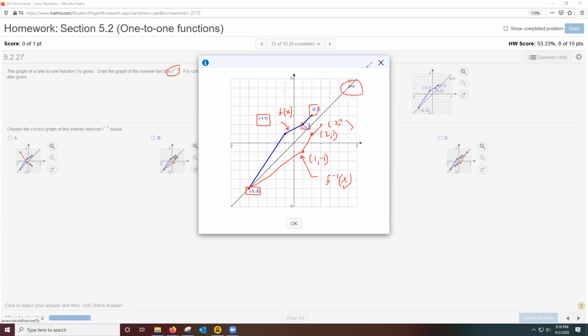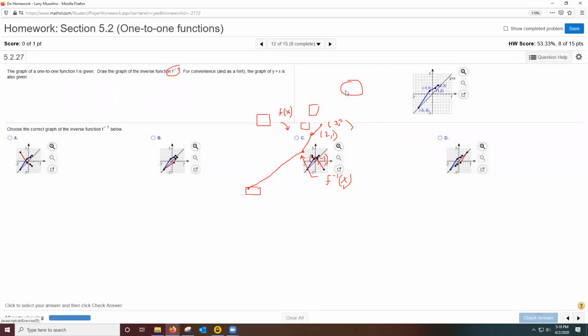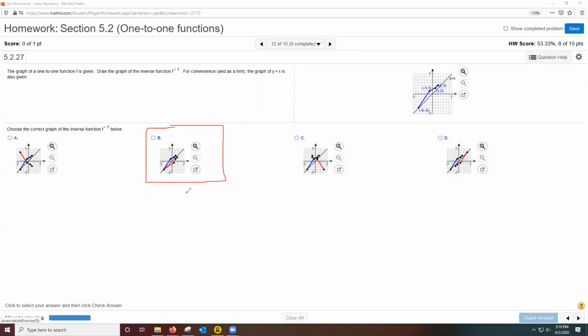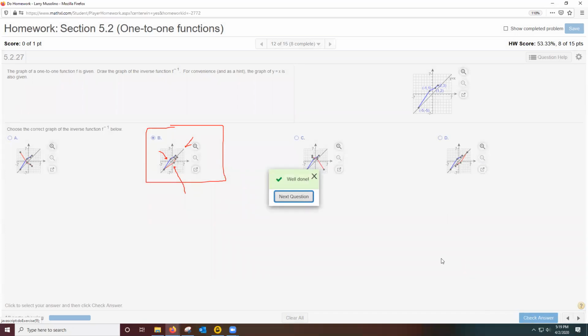Okay, so now I could go and look at these answer choices, and I could see that the only choice that matches up to the graph that we just drew is answer B. And again, you can see here the red graph is the mirror image of the blue graph across this black diagonal line. So it looks like the answer here is graph B. Okay, hope this is helpful as you're getting started in section 5 too.